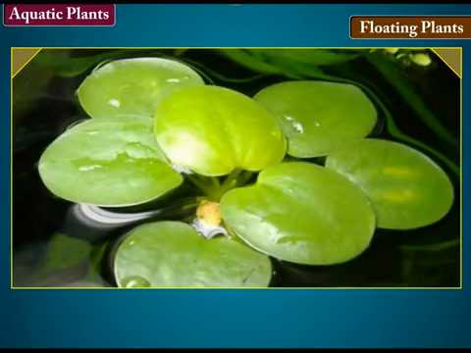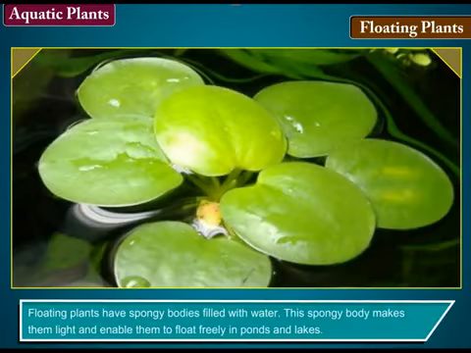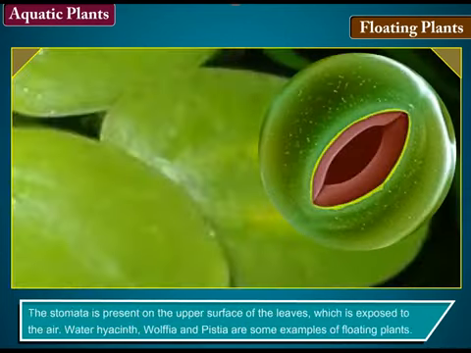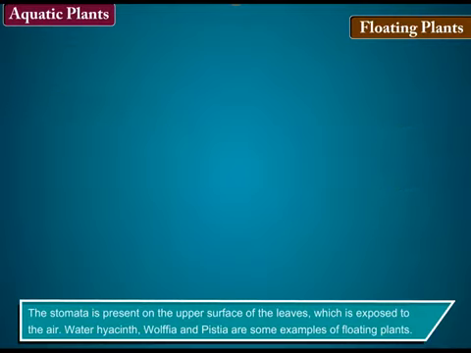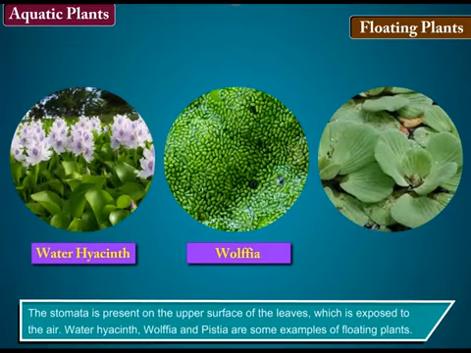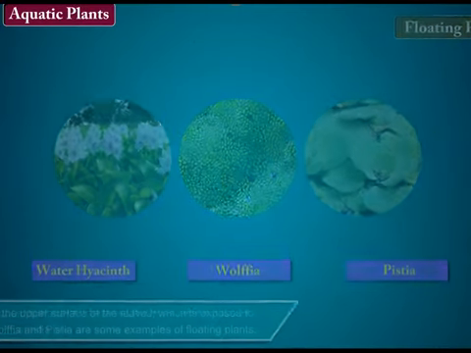Floating plants. Floating plants have spongy bodies filled with water. This spongy body makes them light and enables them to float freely in ponds and lakes. The stomata is present on the upper surface of the leaves, which is exposed to the air. Water hyacinth, wolfia, and pistia are some examples of floating plants.